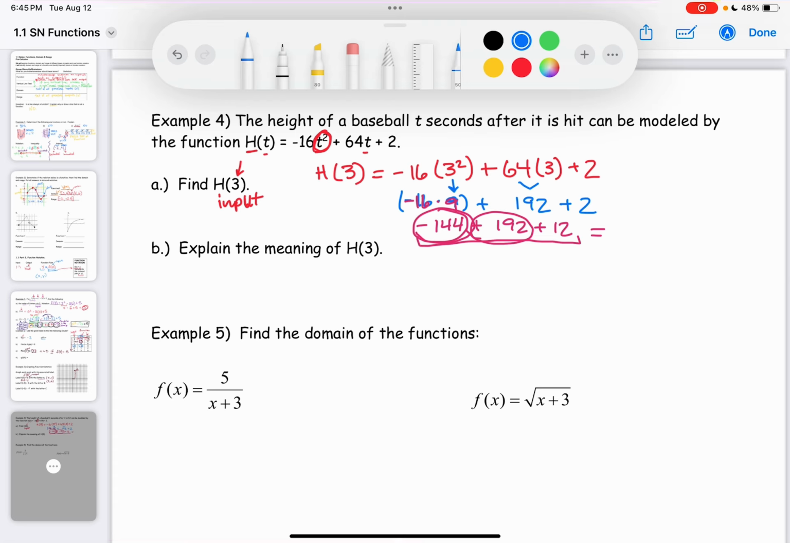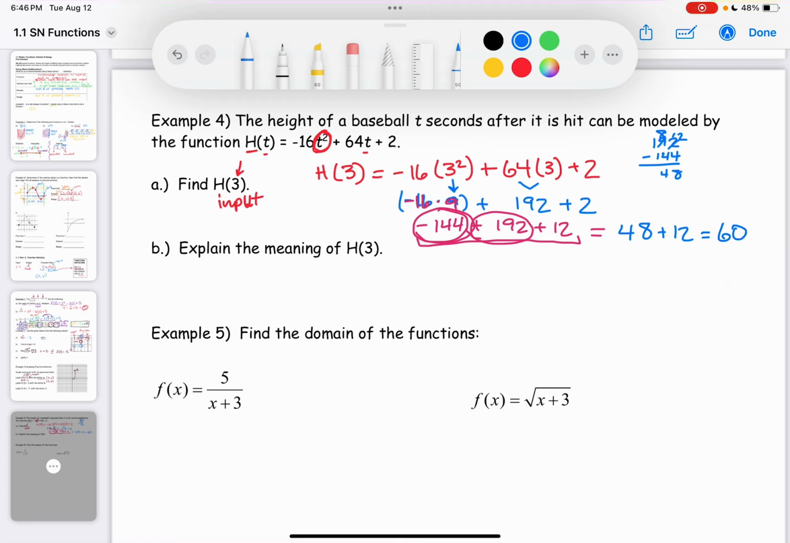So if I take negative 144 and I add positive 192, that leaves me with a difference of 48. And then I've got to add 12. So 48 plus 12. If I did that right, let me just double check. 192 minus 144. That's going to give me 8. 8 minus 4 is 4. 1 minus 1 is 0. 48, yeah. So I got 48 and I got 12, and together that is 60.